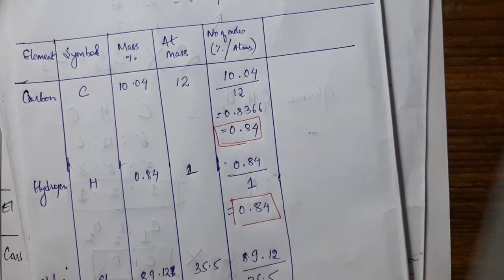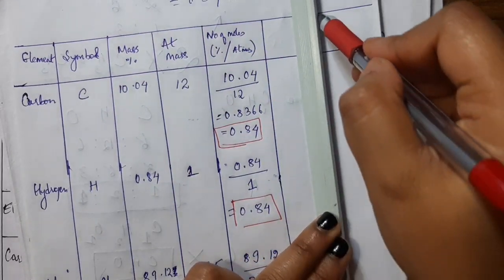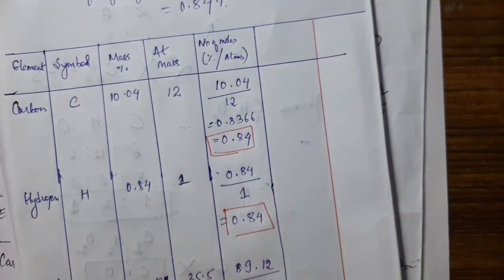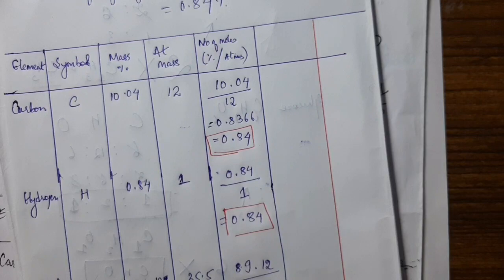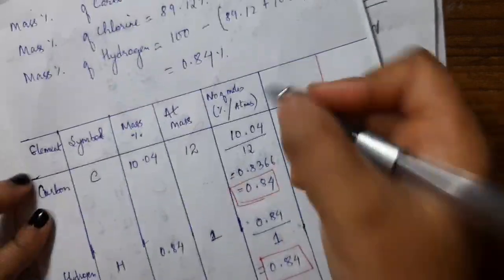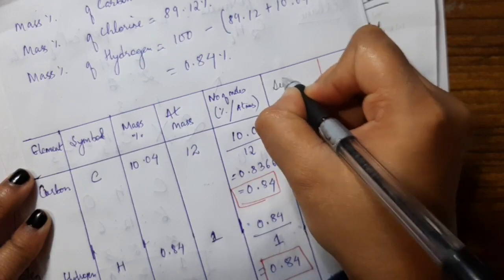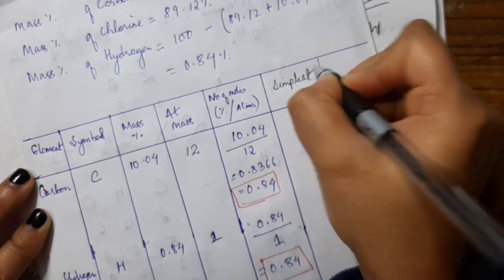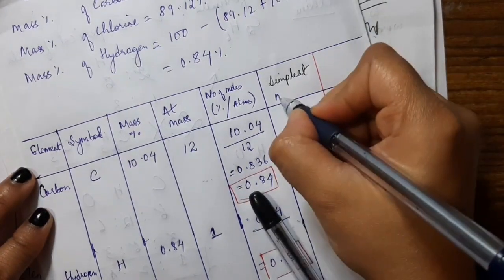Then in the next column, what we're going to do is find out the simplest molar ratio.